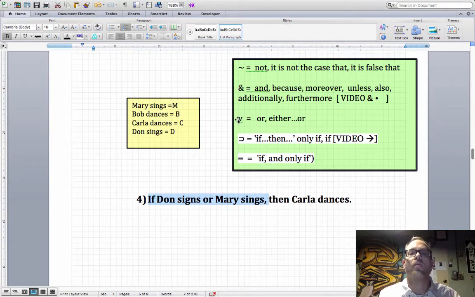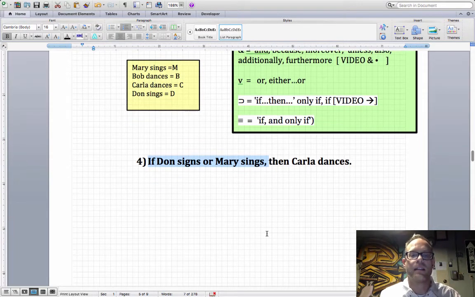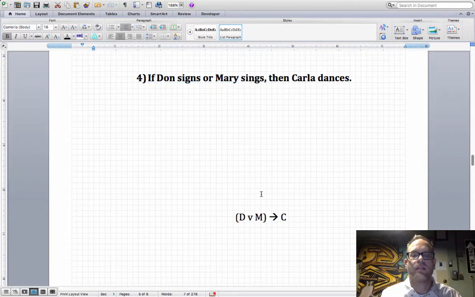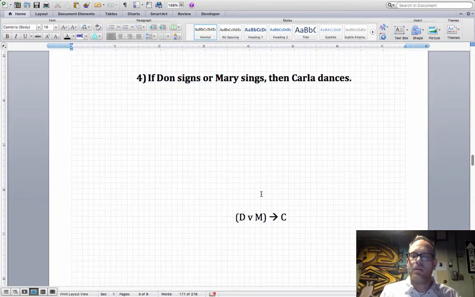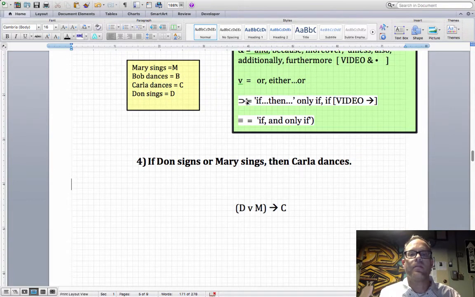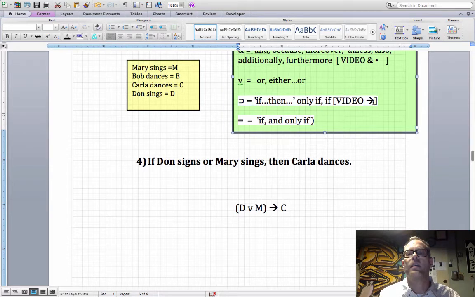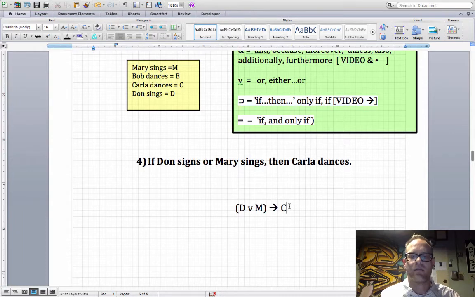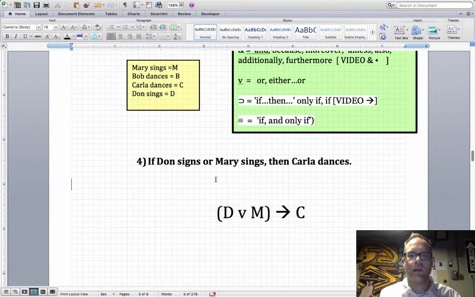So the antecedent itself has a little or in there. The or is a wedge. So we have if Dawn sings or Mary sings, then Carla dances. So here's our answer. D wedge M implies C. Now, you say, where's the horseshoe? Well, the horseshoe, remember, in the video is going to be an arrow because it doesn't seem like much, but it's actually terrible to try and jump back and forth between horseshoe, arrow, and the rest of the WebDings fonts.